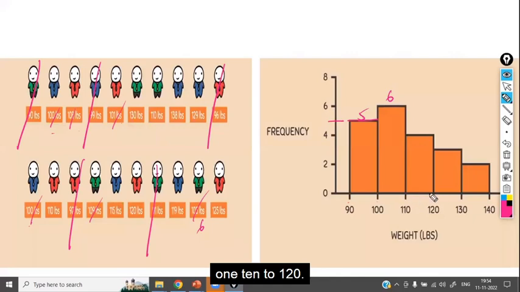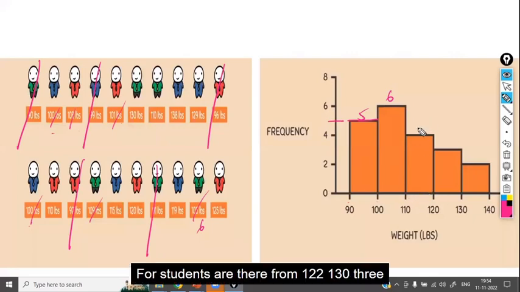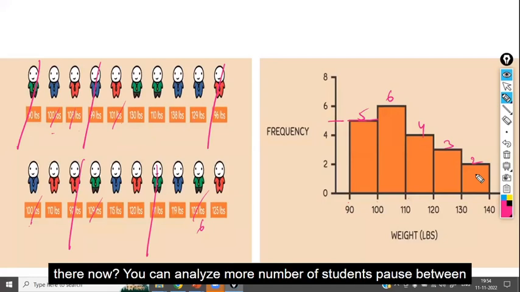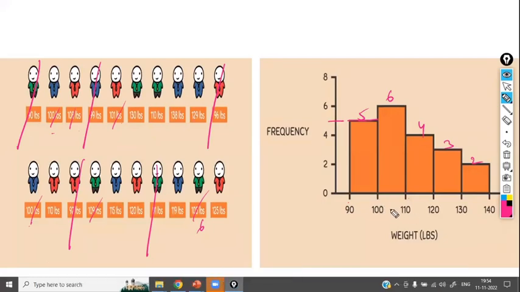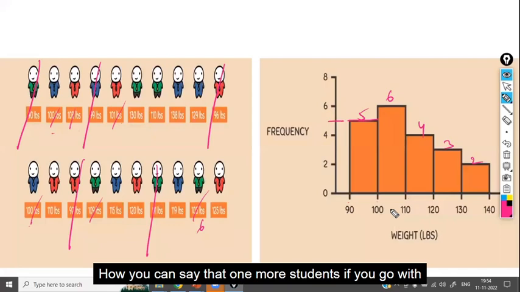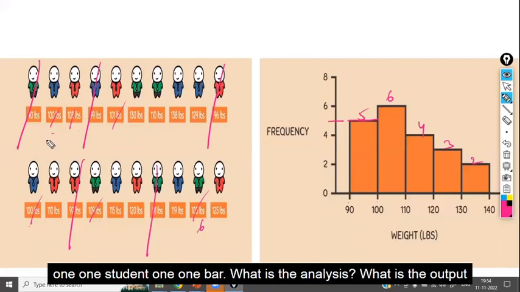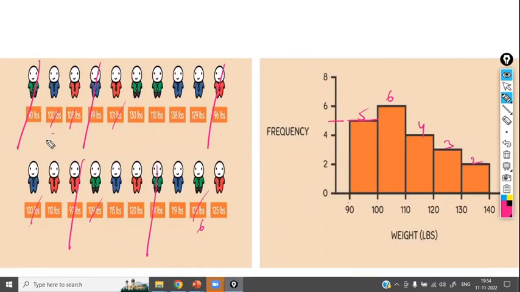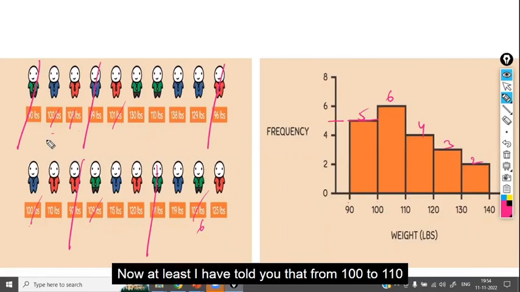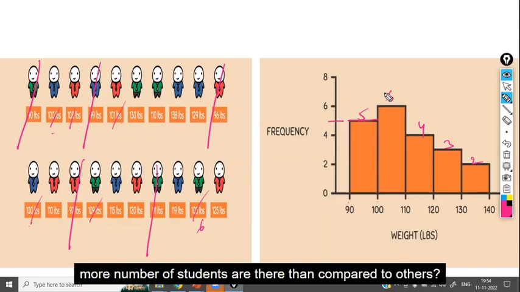From 110 to 120, 4 students are there. From 120 to 130, 3 students are there. From 130 to 140, 2 students are there. Now you can analyze that more students fall between 100 to 110. If you go with one student, one bar, what is the analysis? What output can you give from that? Nothing. Now at least I have told you that from 100 to 110, more students are there when compared to others.